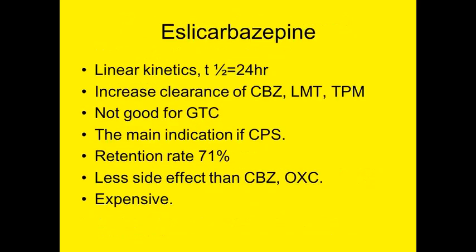Eslicarbazepine is a prodrug of oxcarbazepine, and oxcarbazepine is a prodrug of carbamazepine. It is for complex partial seizure, not for generalized tonic-clonic seizure. It is basically a good drug, but the problem is it's very expensive, like $700 a month.